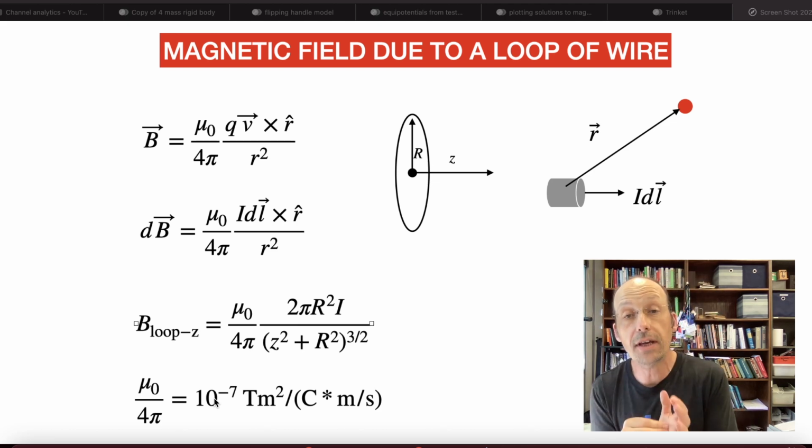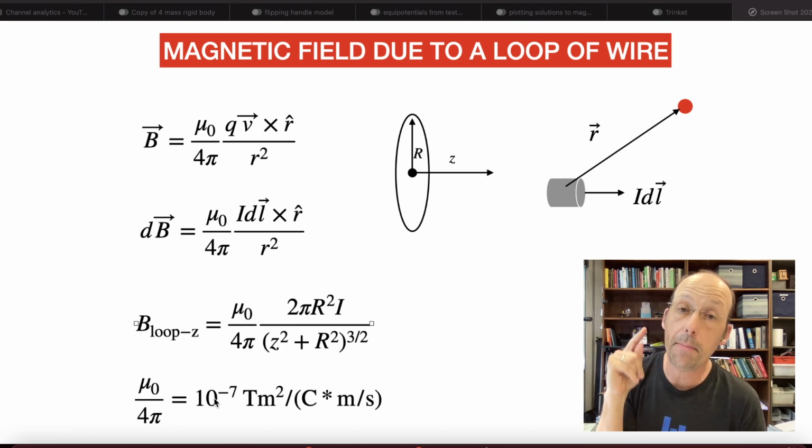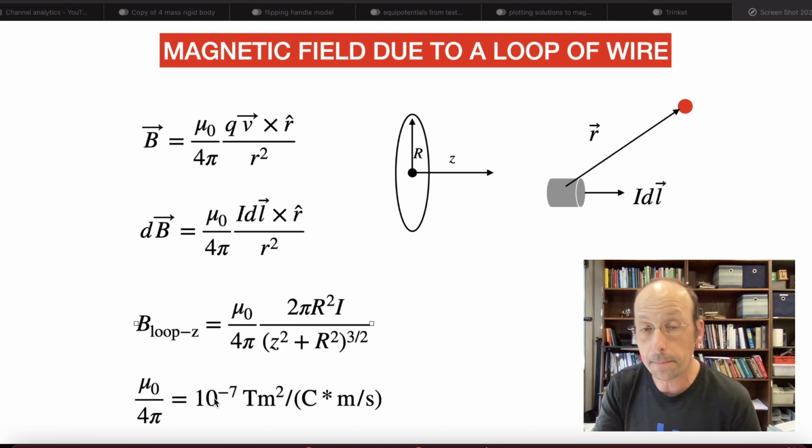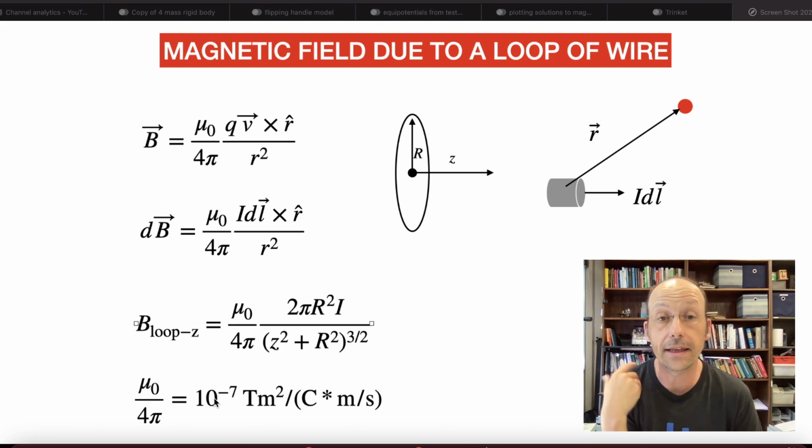So what I'm going to do in this case is I have a loop of wire that has a current going around in it. I want to find the magnetic field along the axis of the loop, which I'm calling the z direction. It's a loop of radius r, and this is the result, which I have little dots there because I didn't take a picture correctly. So the magnetic field of the loop along the axis in the z direction, because that's the scalar value, is mu naught over 4 pi, which is that constant, times 2 pi r squared I divided by (z squared plus r squared) to the 3/2.